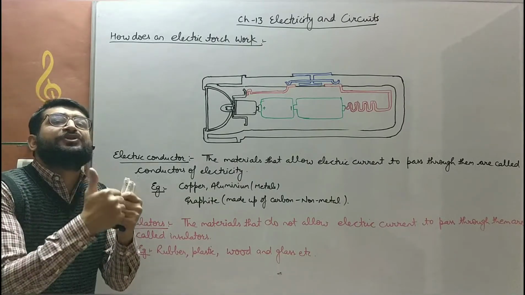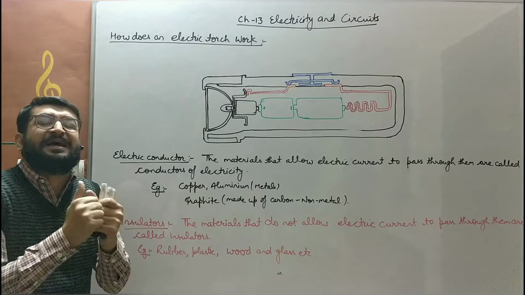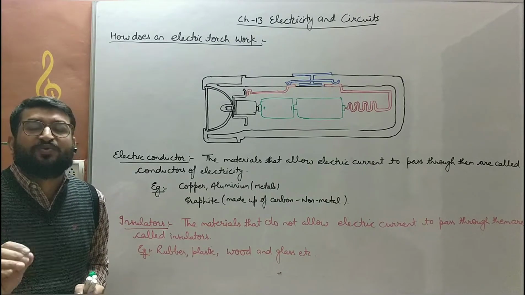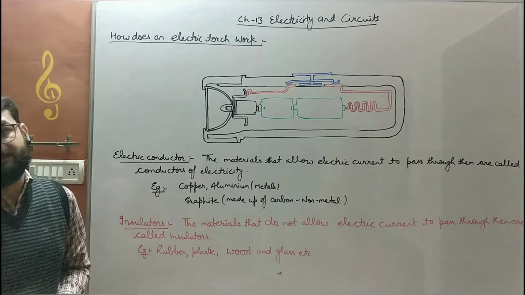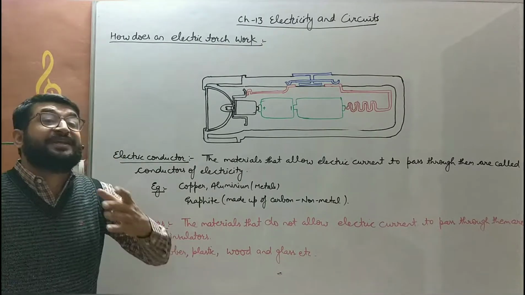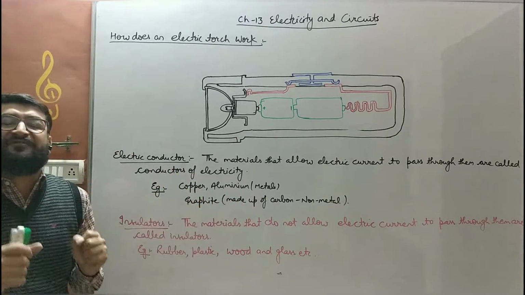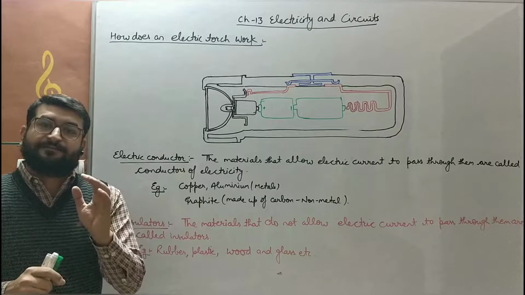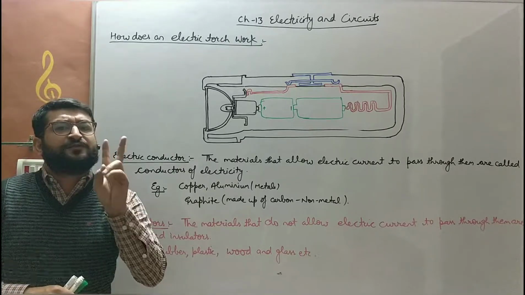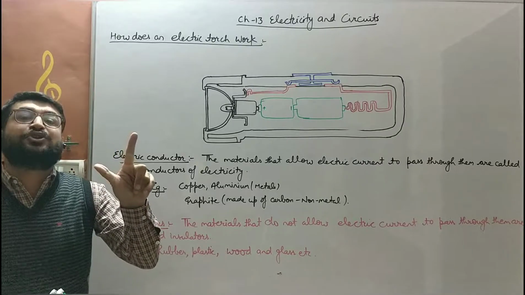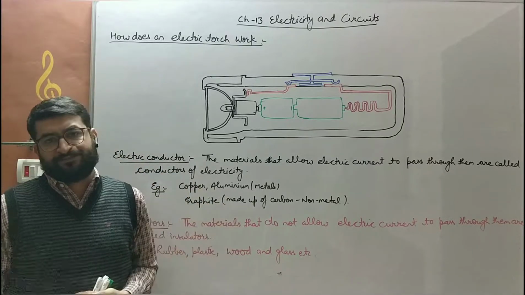The path through which an electric current passes through a conductor is known as a closed path, and that closed path is known as an electric circuit. It is the path through which an electric current or electric charges flow. That path is referred to as an electric circuit. Electric circuits are of two types: one is open electric circuits and the second one is closed electric circuits.